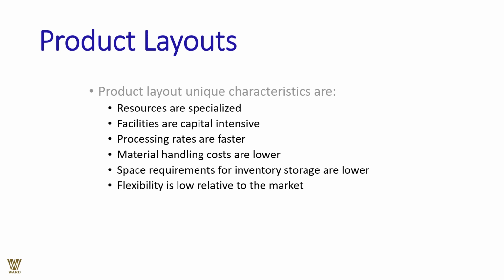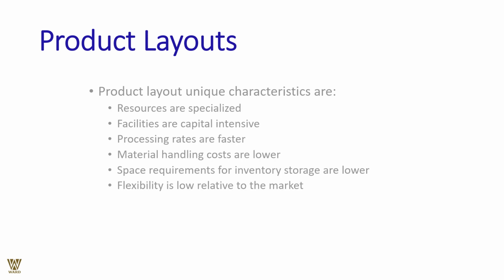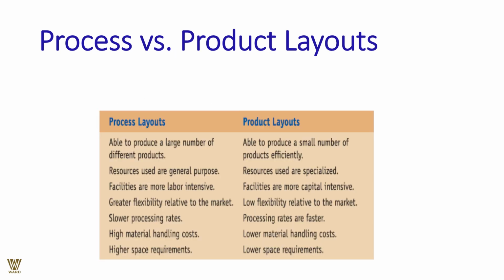Space requirement for inventory storage is lower, but there are many companies who would love to make, store, build, and then sell. So they are going for bulk production. In that case, material storage or inventory storage might be higher. But usually, we are right now witnessing the just-in-time production (JIT) concept being utilized, where space requirement for inventory storage is at a bare minimum. Flexibility is low, definitely, when we compare it to the market. So that is what the characteristics of product layout will be.